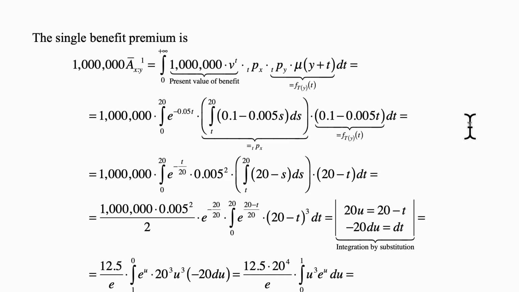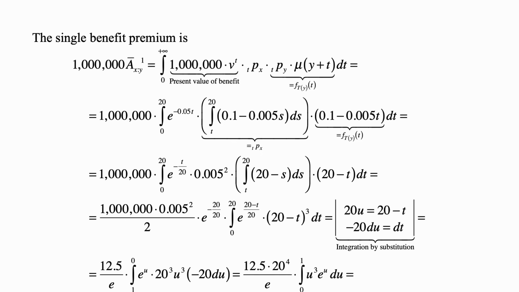Okay, so that's equal to 1 million times the integral from 0 to 20 of e to the minus t over 20, because 0.05t is t over 20. Then we factor out 0.005, and we have it twice factored out, so squared, times the integral from t to 20 of 20 minus s ds times 20 minus t, because 20 times 0.005 is 0.1. And that's equal to 1 million times 0.005 squared over 2 times e to the minus 20 over 20, times the integral from 0 to 20 of e to the power of (20 minus t) over 20 times (20 minus t) cubed dt.